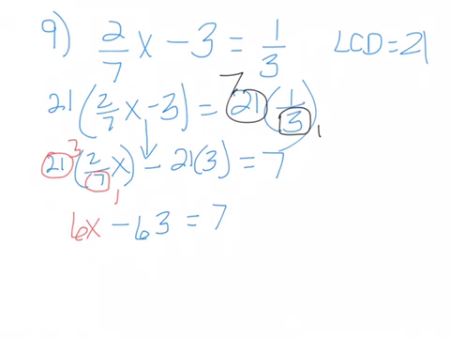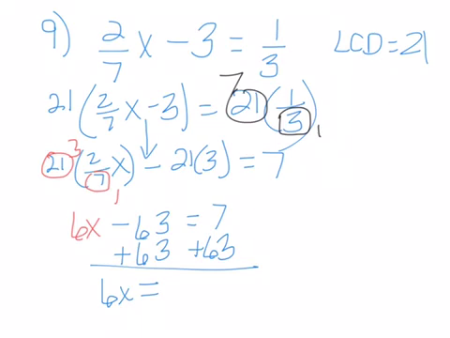So we're getting closer. 6x minus 63. Again, we've got to get the x term by itself. The 6x has 63 subtracted from it. So to undo subtraction, we add. So we will add 63 to both sides of the equation, which gives us 6x, the 63's add out, equals 7 plus 63 is 70. So we're a little closer. We have 6x equals 70.